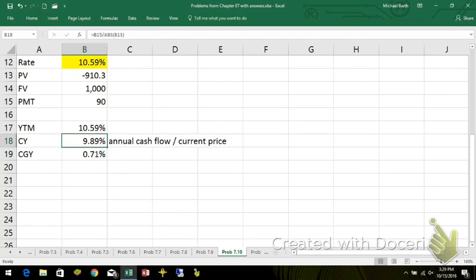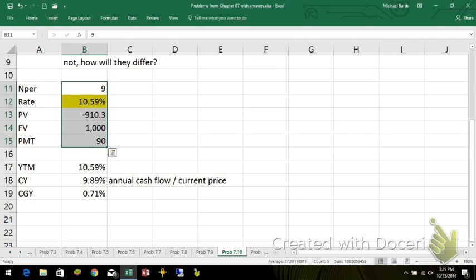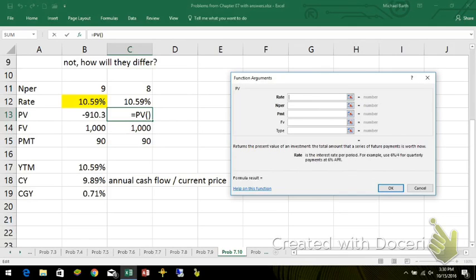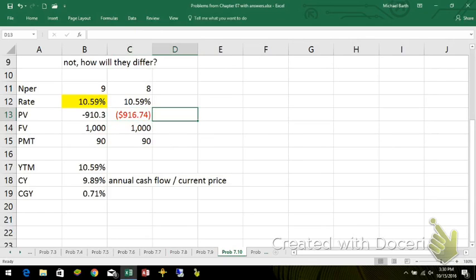The expected capital gains yield over the next year, if there is no change in market interest rates, when this bond has 8 years to go, and if the market interest rate is still 10.59%, the price of the bond 1 year from now will have gone up. How much does it go up?